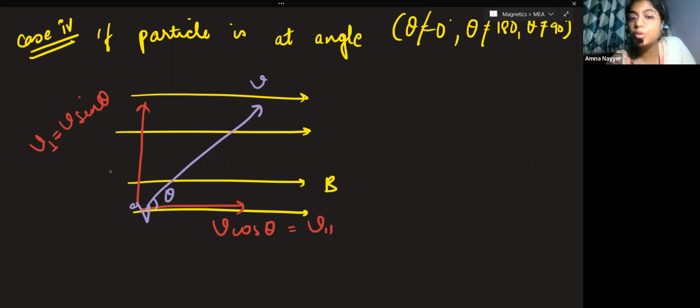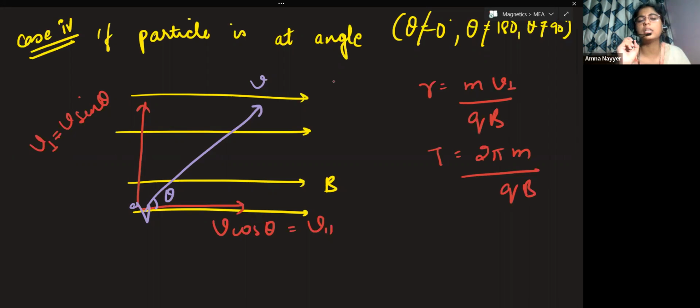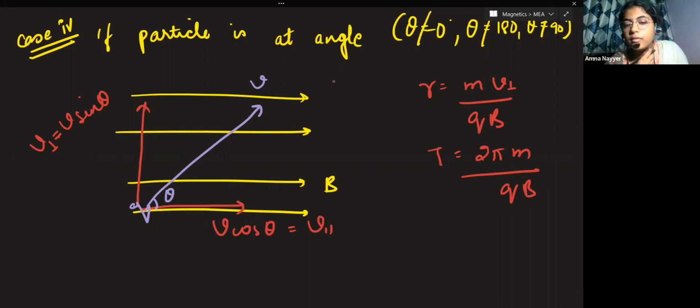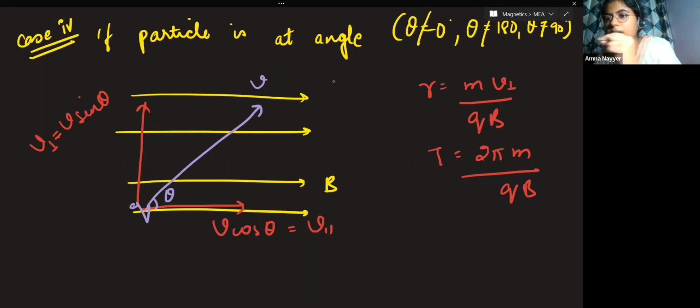Now see how the motion of the particle will be. The radius will also be mv by qB, but V perpendicular will be included. The time period, 2 pi m divided by qB, is also valid here. But remember, you have to take the velocity particularly as the perpendicular one. Now, what is the function of V perpendicular and V parallel? V parallel will move the charged particle forward, and the function of V perpendicular is to move the particle upwards.